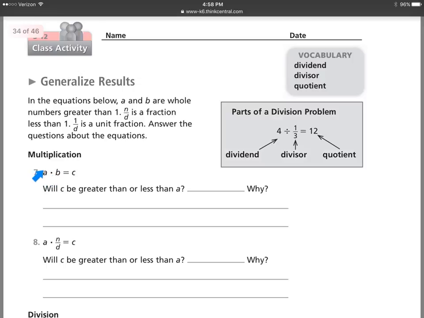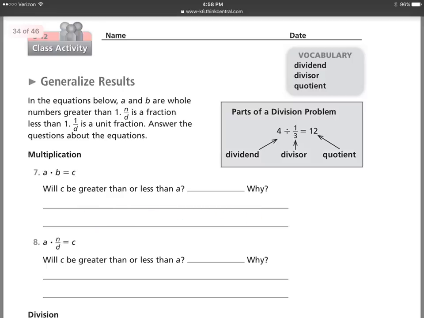If you replace these with real numbers that we're allowed to replace them with, and then solve, you should be able to answer the question, is the answer greater than or less than A? And then you should be able to explain why that's true.